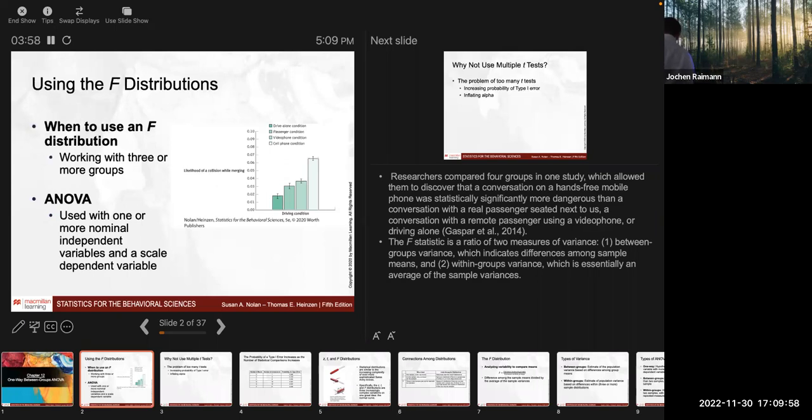The example that Nolan and Heinz show here is the likelihood of a collision while merging onto a street, with 4 different conditions: a drive-alone condition, a passenger condition, a video phone condition, and a cell phone condition. Drive-alone has the smallest risk of a collision. It increases with a passenger. No idea why, but probably the conversation with your passenger. Then you have a video phone condition and a cell phone condition. I have no idea whether a video phone condition would be less dangerous than a cell phone condition, but that's the example.